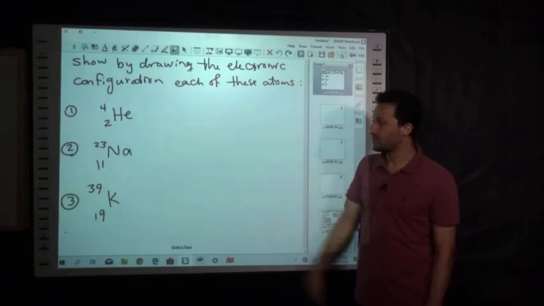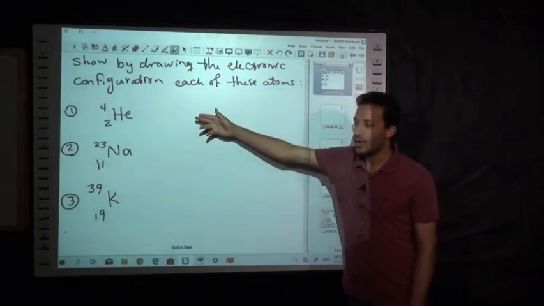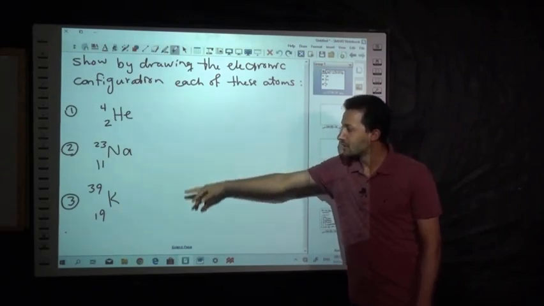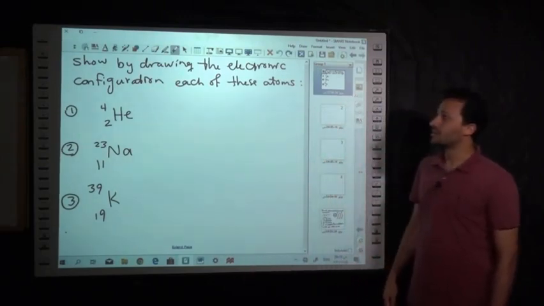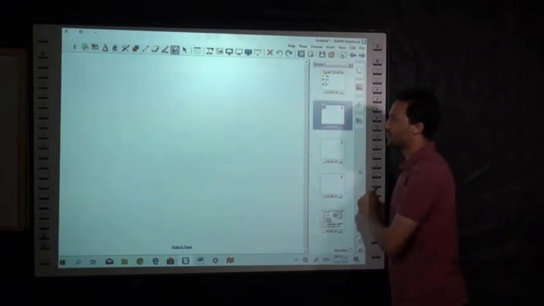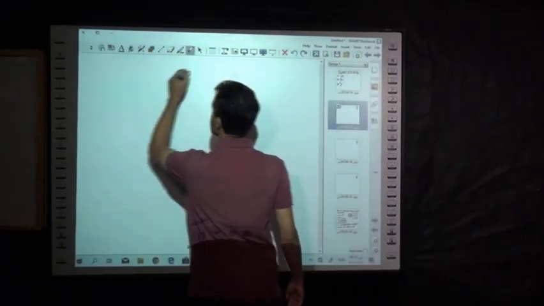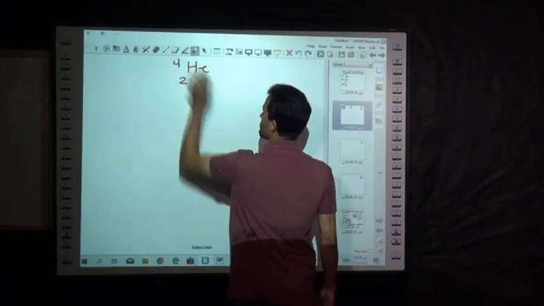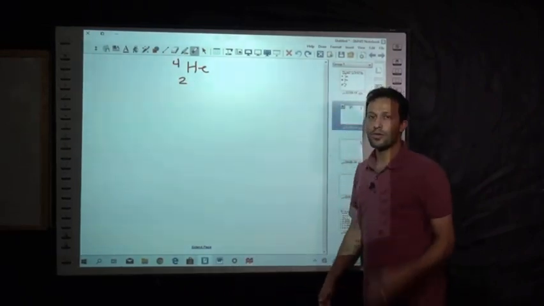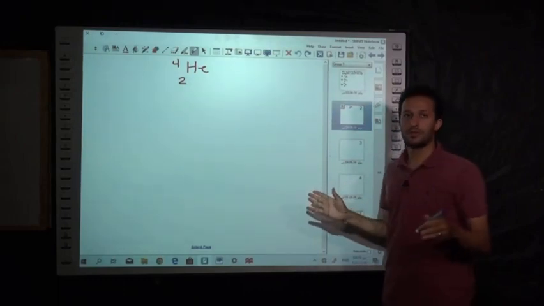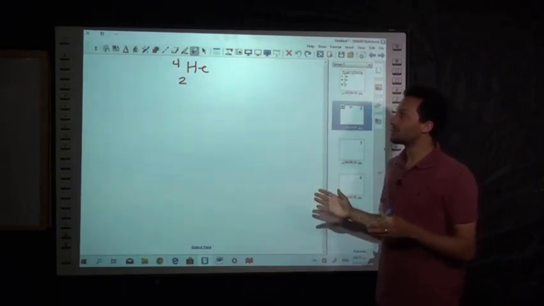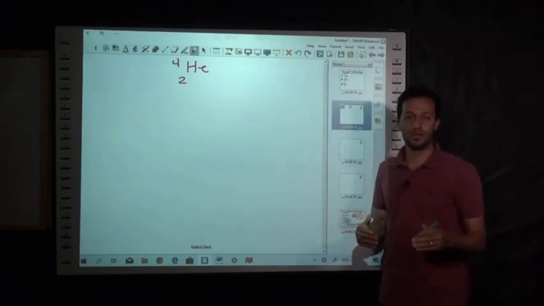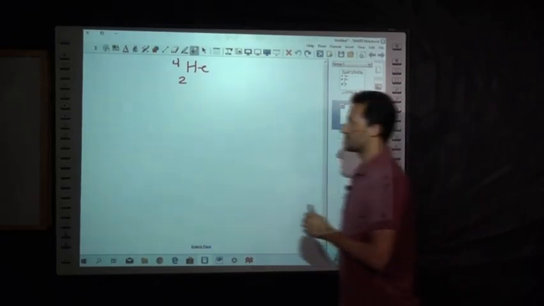We have some elements: number 1, helium, 2, 4, sodium, and potassium. Let's begin with helium, He, 2, 4. But before beginning to draw the electronic configuration, let's conclude what is the atomic number, mass number, number of protons, number of electrons, number of neutrons.